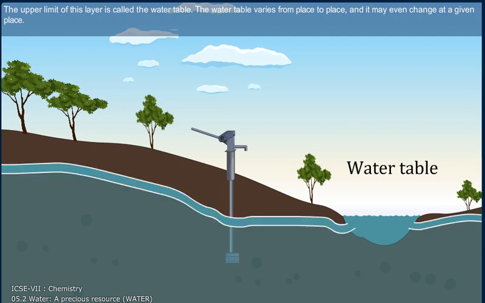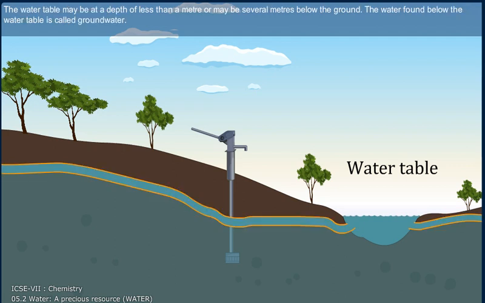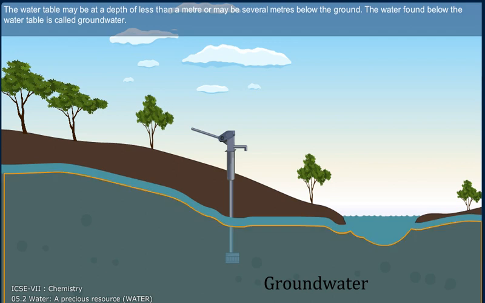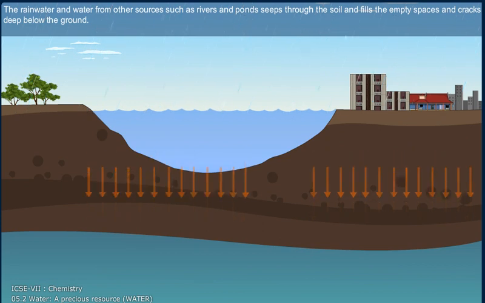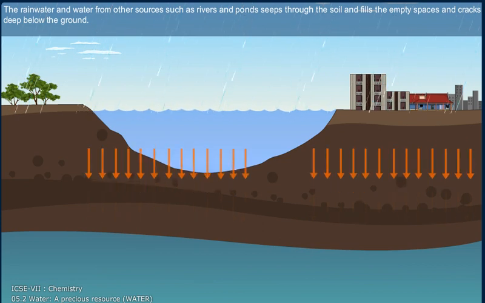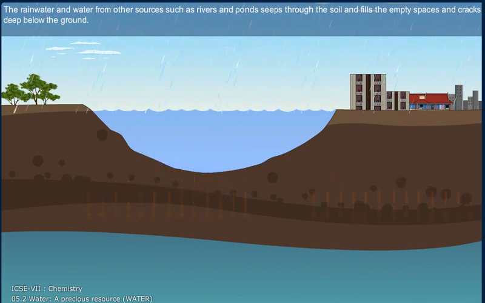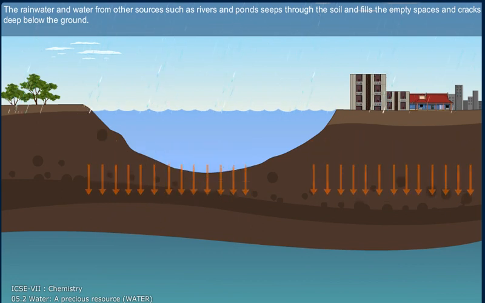The water table varies from place to place, and it may even change at a given place. The water table may be at the depth of less than a meter or maybe several meters below the ground. The water found below the water table is called groundwater. The rainwater and water from other sources, such as rivers and ponds, seeps through the soil and fills these empty spaces and cracks deep below the ground.